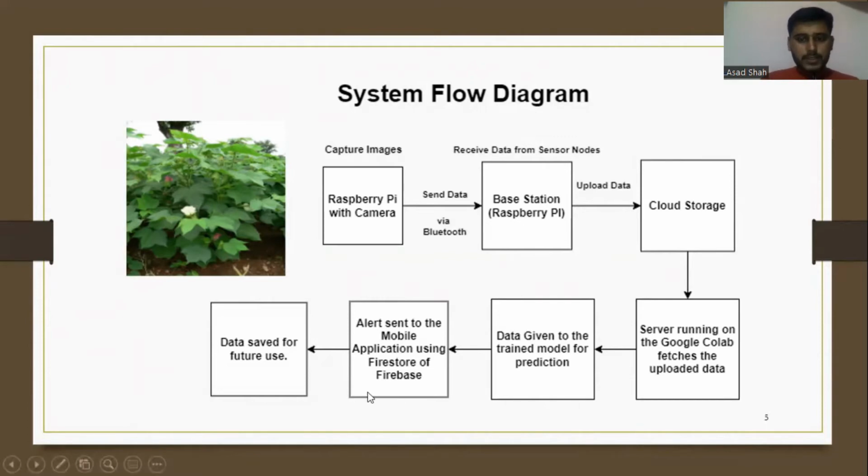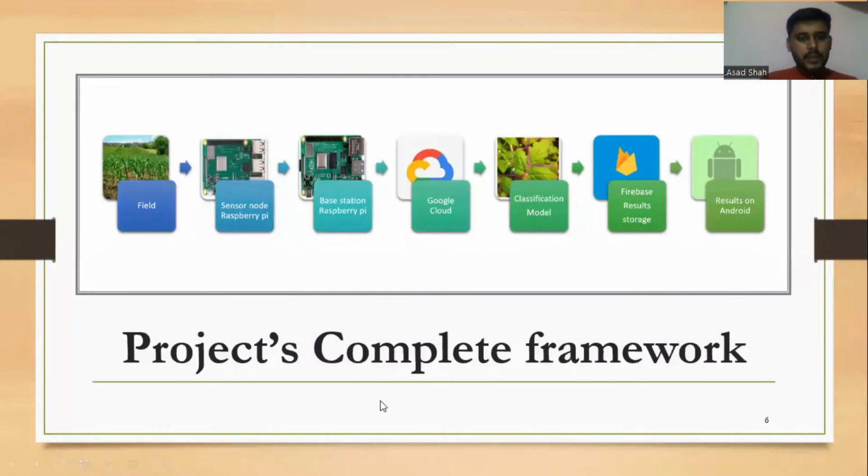After the prediction is done, the alert will be sent to the mobile application, because if the wheat is detected, we will be creating an entry into Flutter Firestore. So the mobile application will be connected to the Firestore, and if the wheat is found, then the user will get a real-time alert, and we will be saving that data for future use.